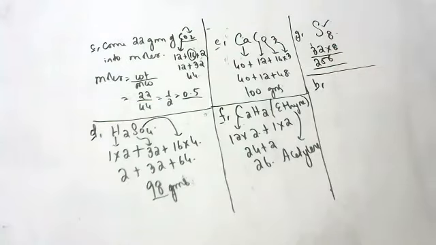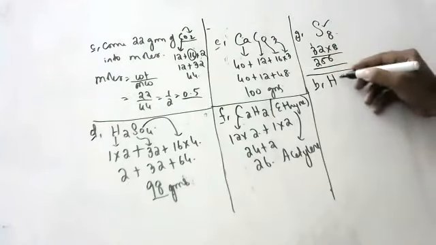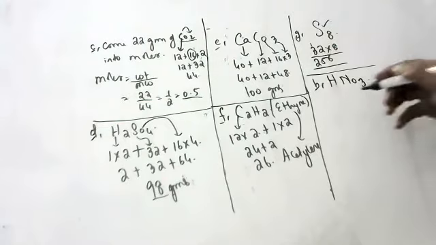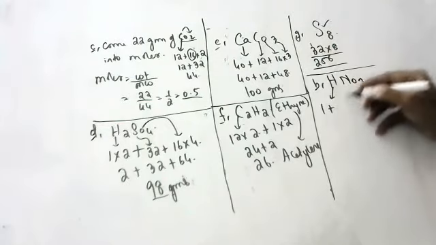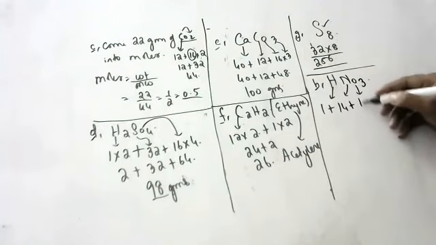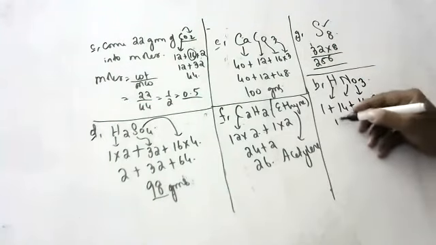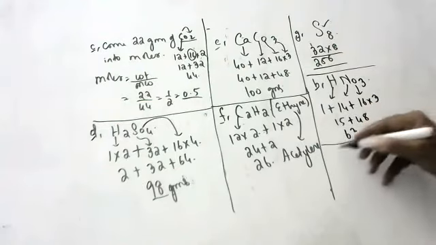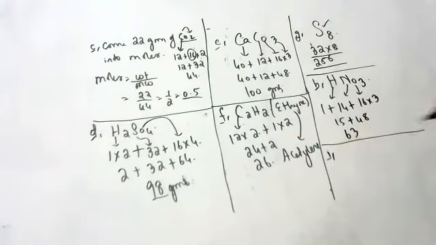Yashasvi, what is the molecular weight of nitric acid? 1 plus 14 plus 16 into 3, which is 15 plus 48, that is 63 grams. Okay. Next, Neeraj, are you there?